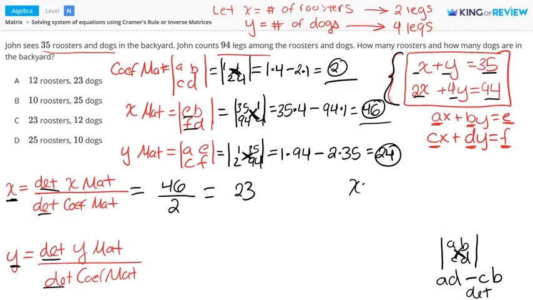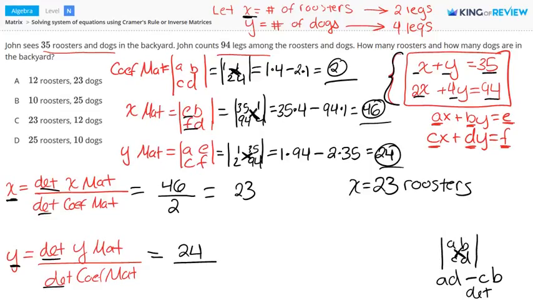So we know x equals 23. And what was x again? x was the number of roosters, so there are 23 roosters. And now for y. The determinant of the y matrix, that's 24, divided by the determinant of the coefficient matrix, that's 2. This equals 12. So y equals 12. And what was y equal to? That's the number of dogs. So there are 12 dogs.